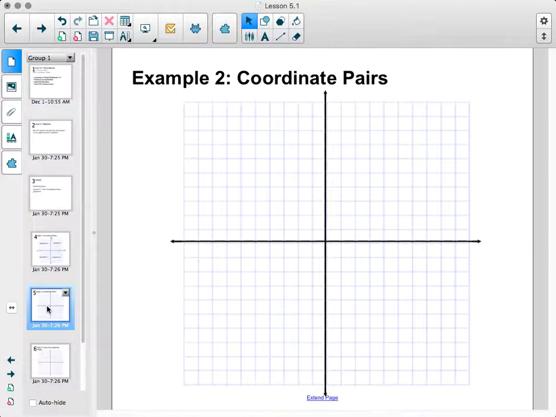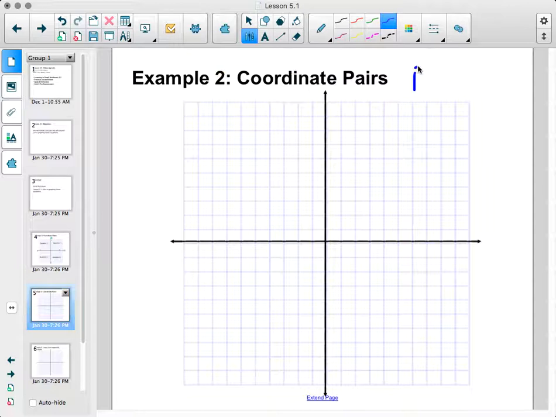Okay, so we're going to talk about coordinate pairs. Now, coordinate pairs are just points. It's a fancy word for points. And if you remember, points always have brackets and a comma, and the first point is always, always, always the x coordinate, and the second point is always the y coordinate. Okay, so it always goes x comma y like in alphabetical order.